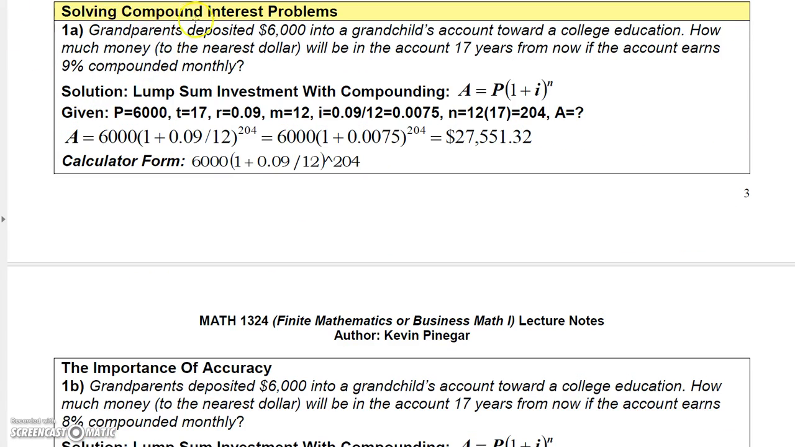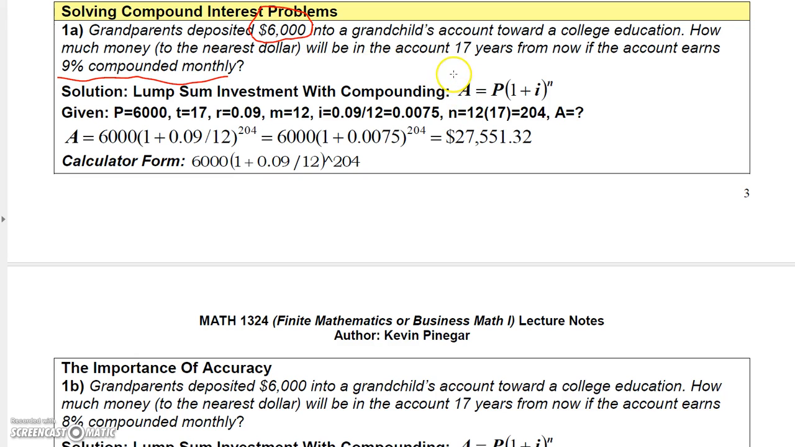Okay, in this first example, notice that the grandparents deposit a lump sum amount, not an annuity, it's not monthly, but it's a lump sum amount of $6,000 into an account, and we want to know how much money will be in the account 17 years later if the account earns 9% compounded monthly. So now we have compounding, but it's not an annuity, it's a lump sum investment.